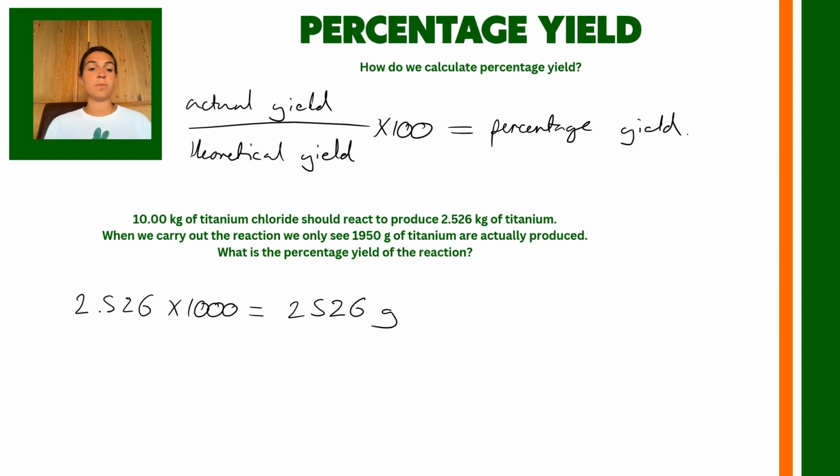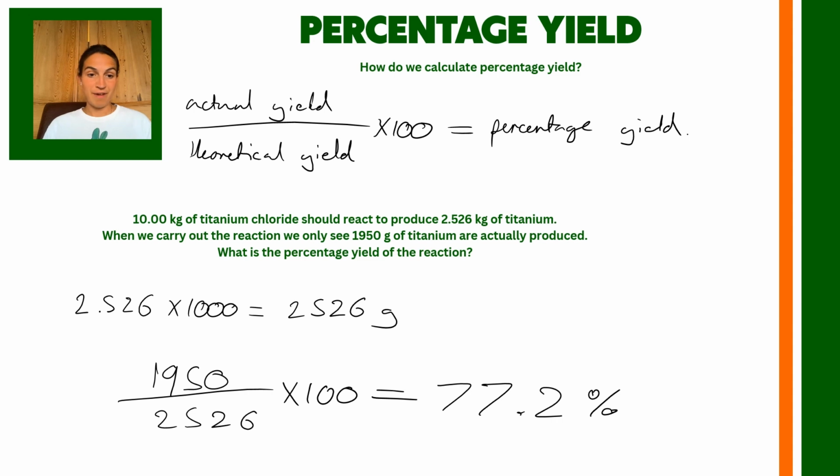And looking back at the top, we have our actual yield divided by a theoretical yield. So our actual yield is this thing that we say when we carry out the reaction, we see that we only actually make this much titanium. So that's 1,950, and then divided by my theoretical yield is, be careful here, it's not that 10 kilograms, it's this 2.526 kilograms that I converted into grams. Okay. 1950 divided by 2526 times 100 is 77.2%.